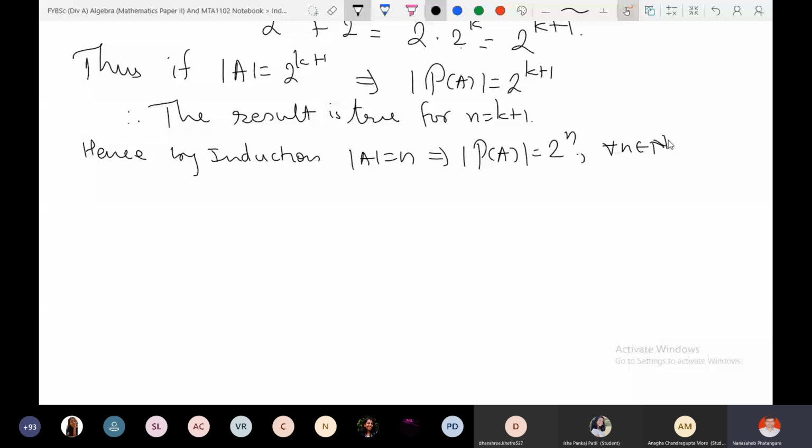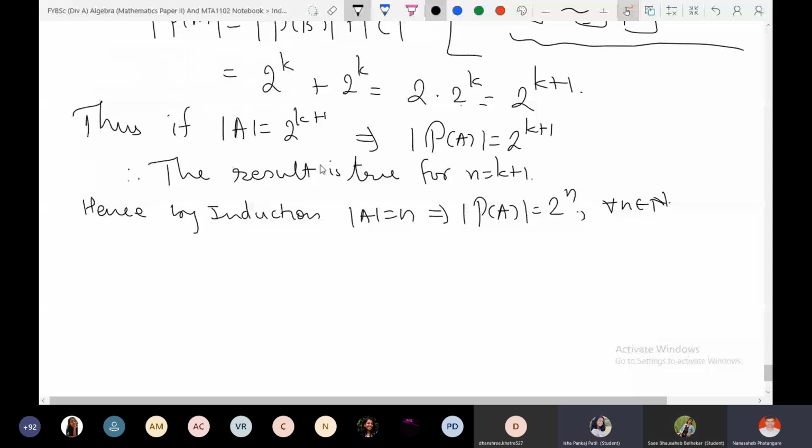Sir, what you have written in the last third line, thus if the cardinality of A is equal to k plus 1. Pardon? The cardinality of A should be k plus 1. Oh, sorry. It should be k plus 1. Right. Thank you.